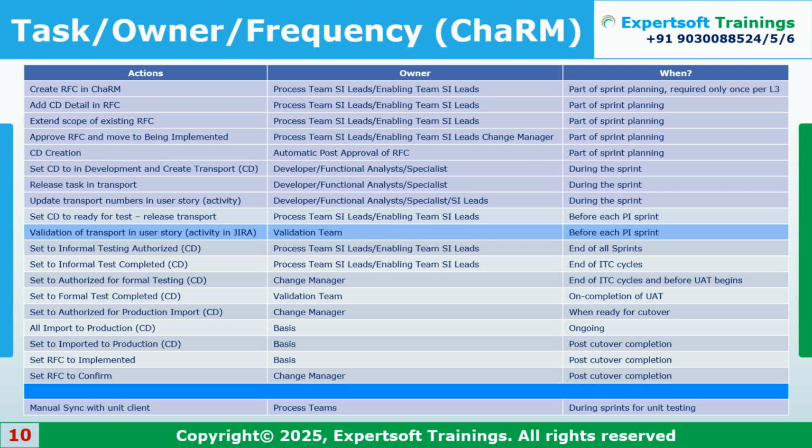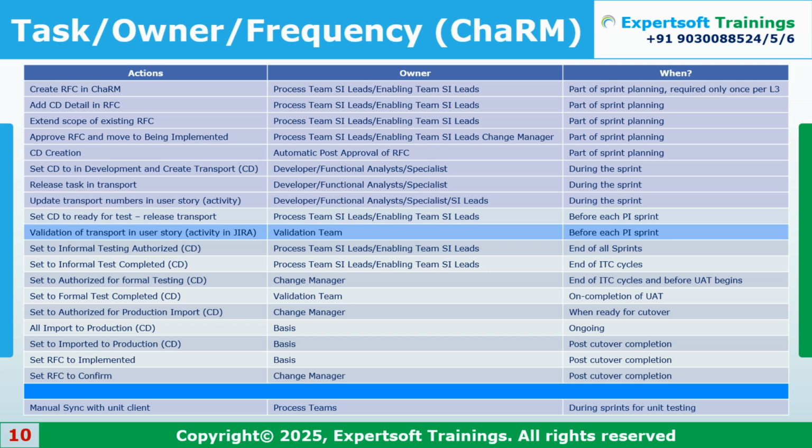Development, testing, and production deployments are divided into sprints. This is a development sprint, this is a testing sprint, and this is a production deployment sprint. They will create the sprints first, and only then will they implement the ChaRM and move the changes from the development to the production system. This is an example, and it's not necessarily exactly like that.